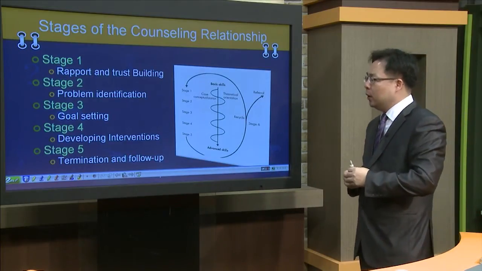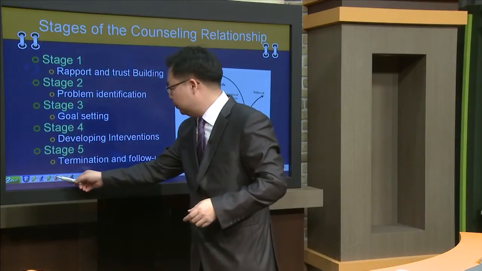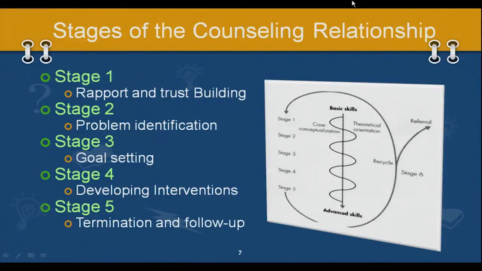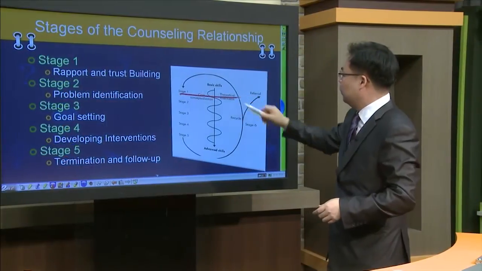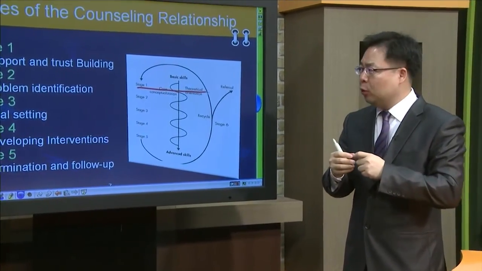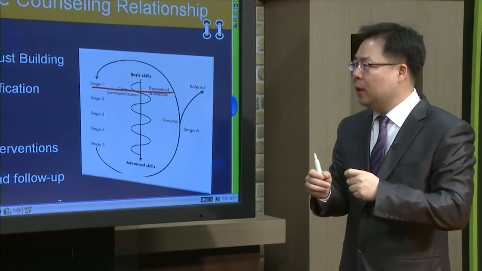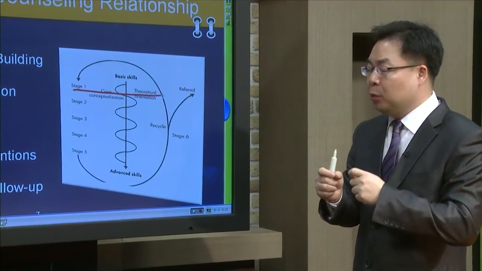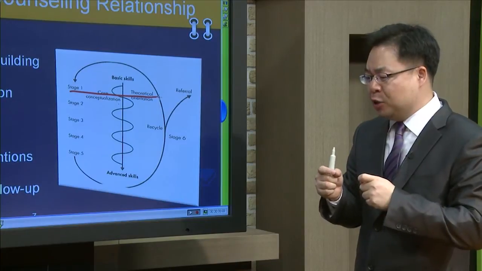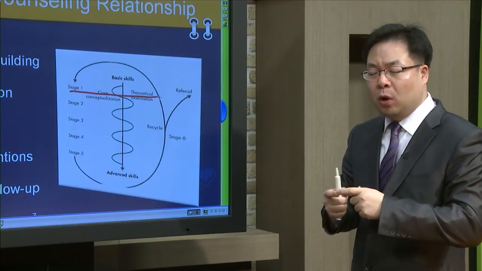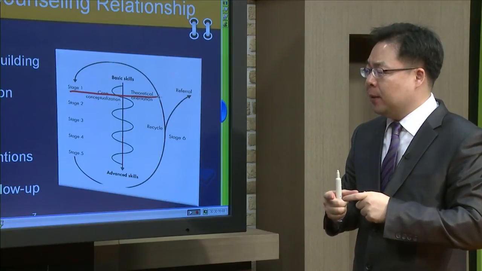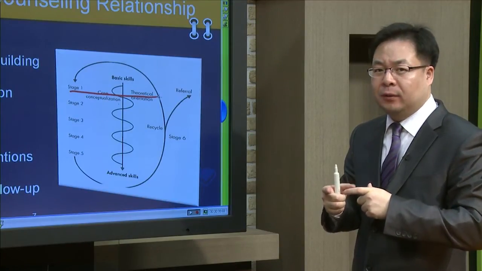Stage 1 here is rapport. That is a therapeutic and helping relationship between counselor and client. That's always important as a therapeutic alliance. So before exploring the client's problem, we want to build a strong, good, and authentic relationship with the client. That is number 1.